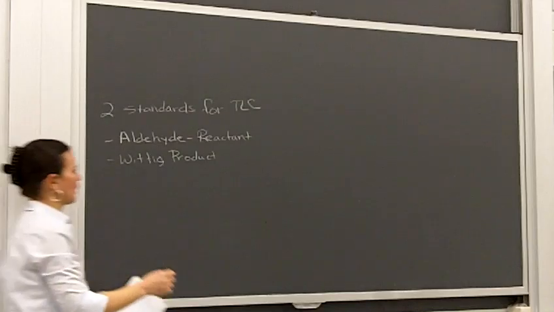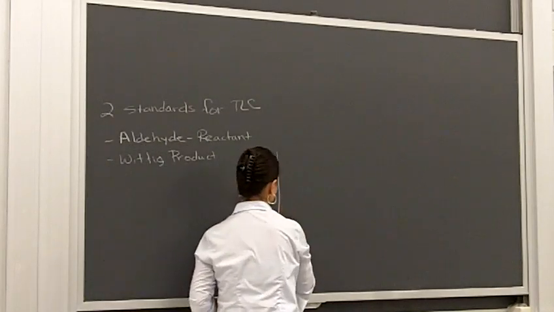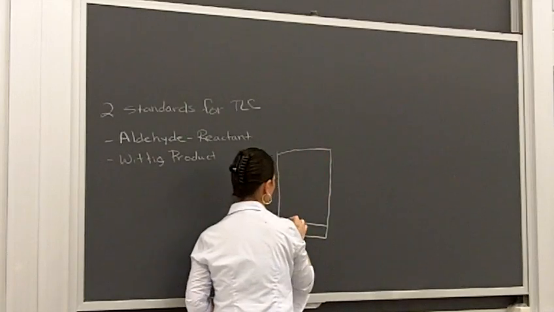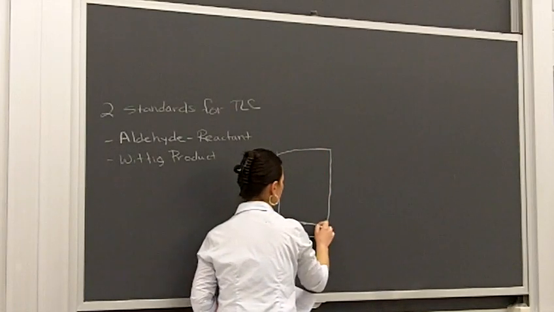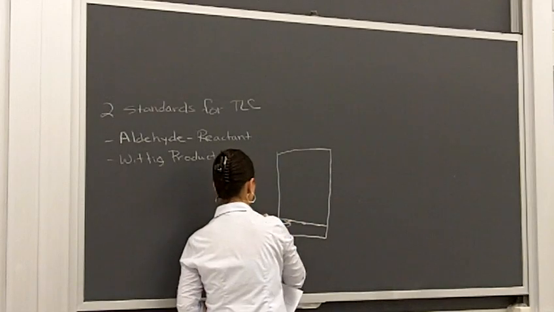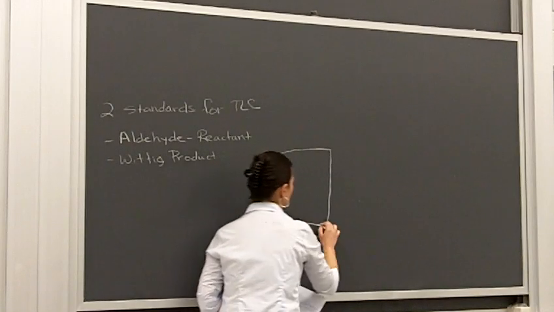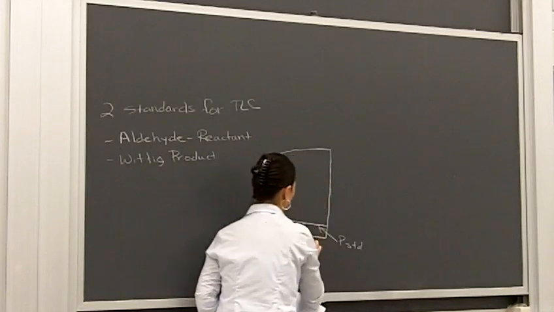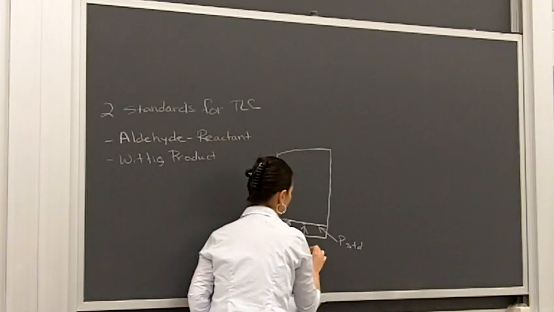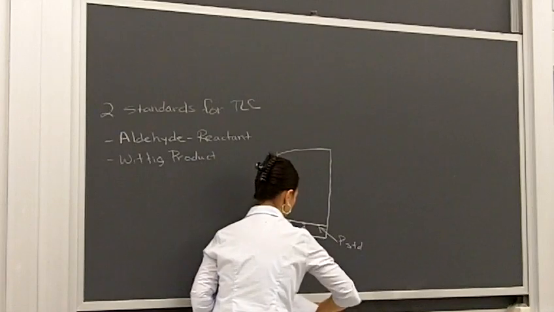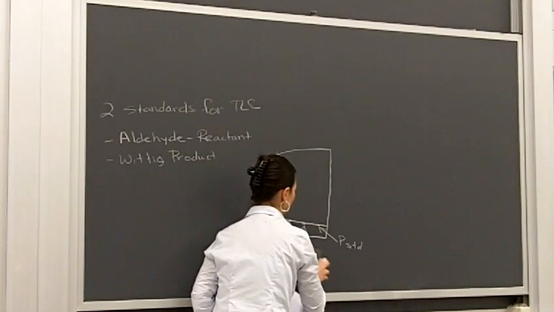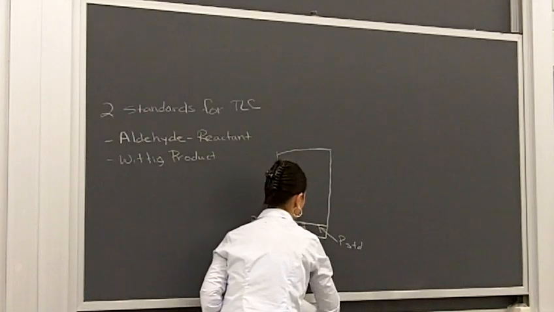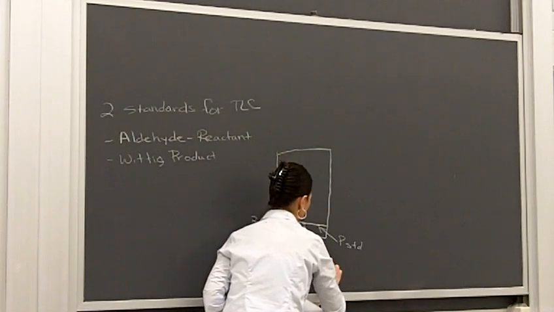So you will probably want to, on your TLC plate, have 3 spots: your reactant standard, your product standard, and in the middle will be the reaction or the crude product mixture. Okay.